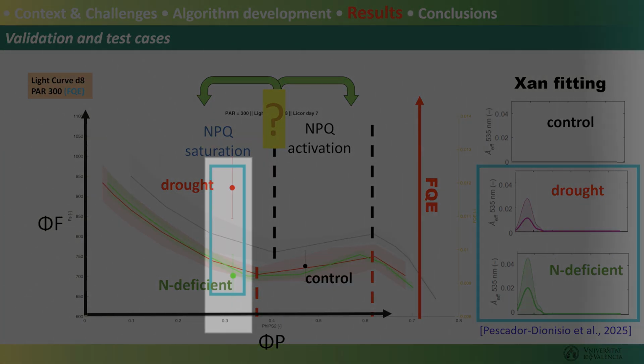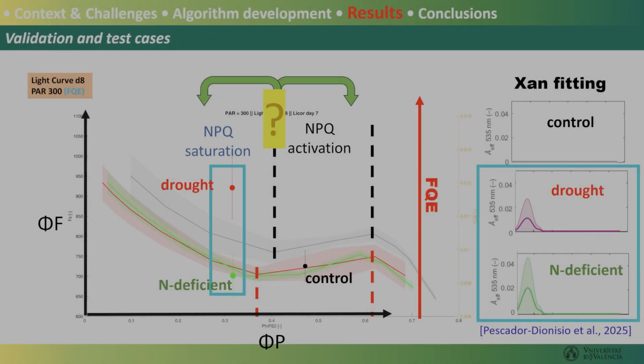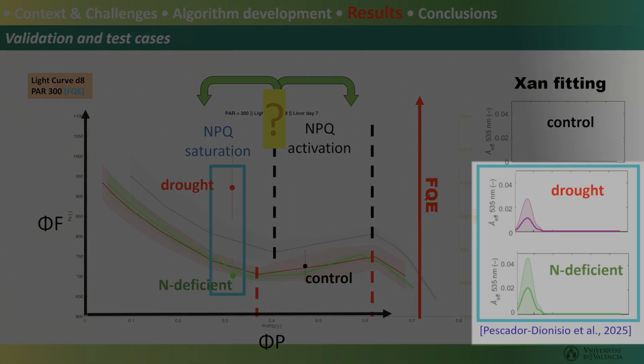The other example here, where we have both nitrogen deficiency and drought, has leaves with a photochemical efficiency of only 0.3, and we see a very distinctive change in FQE. Basically, the hypothesis is, of course, that the drought leaves don't have so much capacity to develop NPQ, and they release their excessive amount of energy as fluorescence. And when you look at the result of the fitting of the 535 peak, you see indeed a lower peak, indicating lower NPQ capacity in the drought leaf.